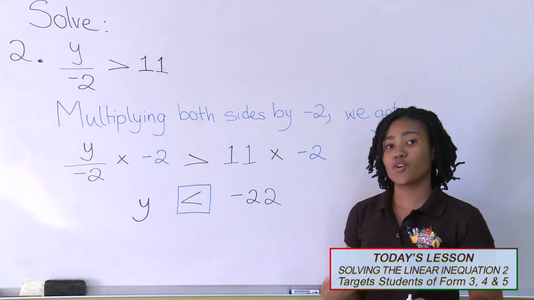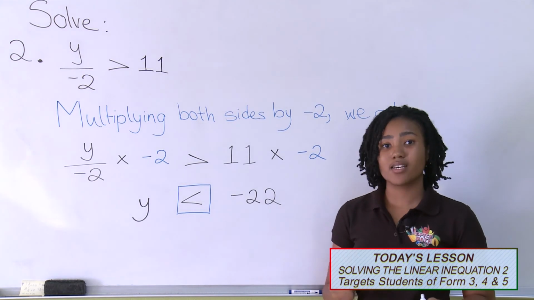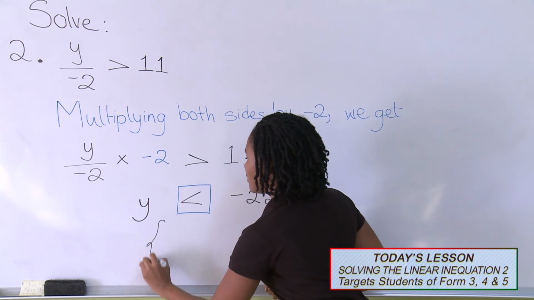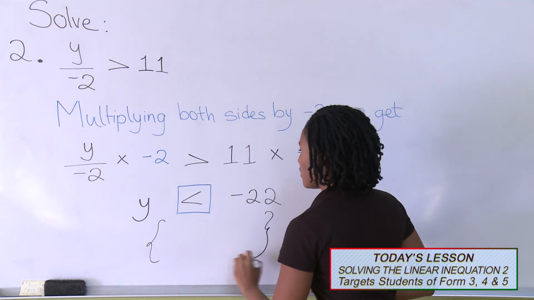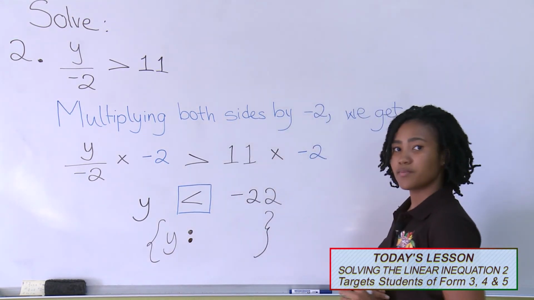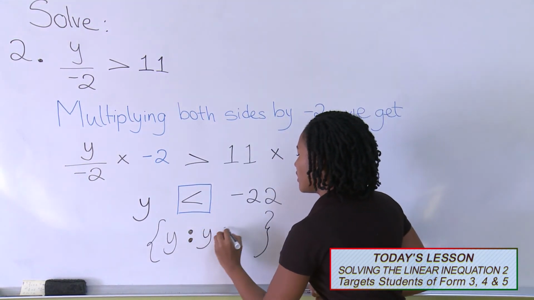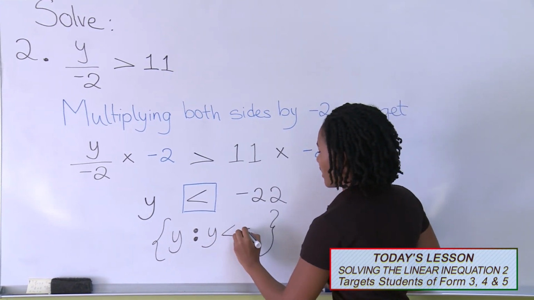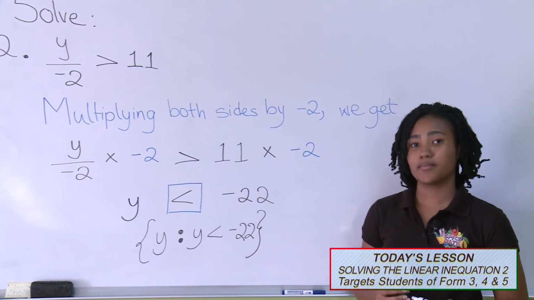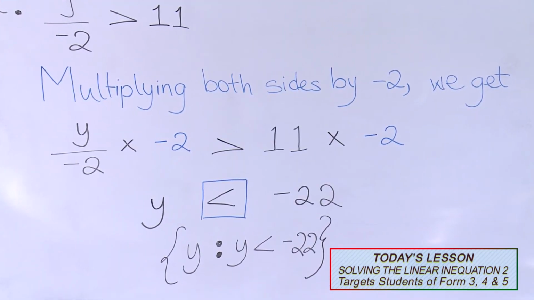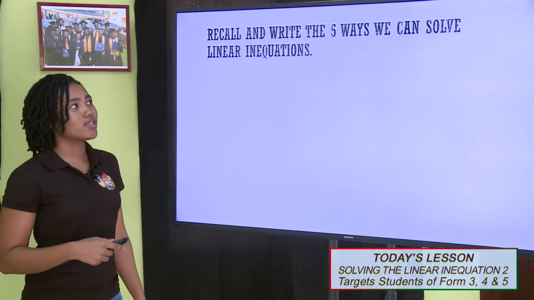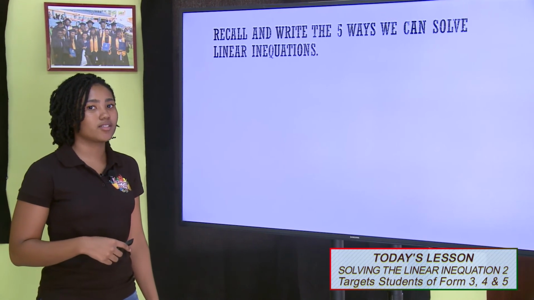Now again, we must represent this answer as a solution set. So say it with me. The set y is such that y is less than negative 22. And here we have it. So here's something for you to do. Recall and write the 5 ways we can solve linear inequations.